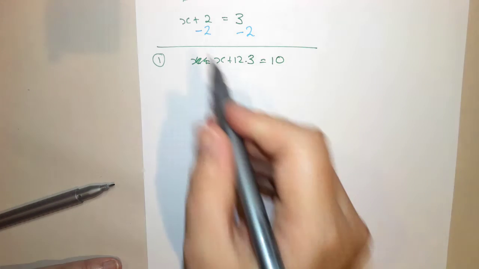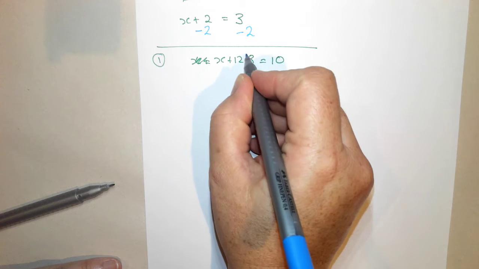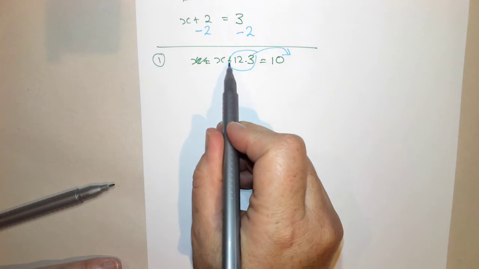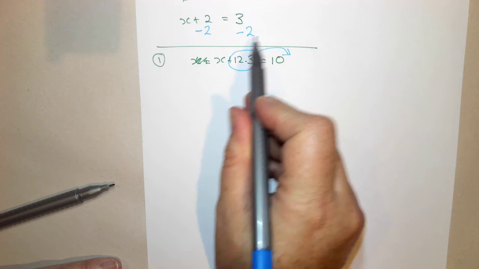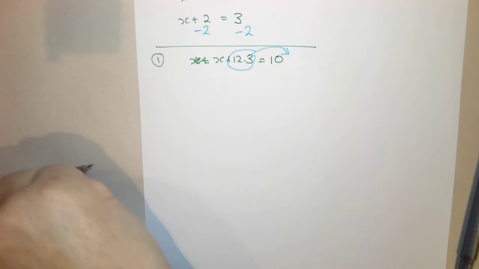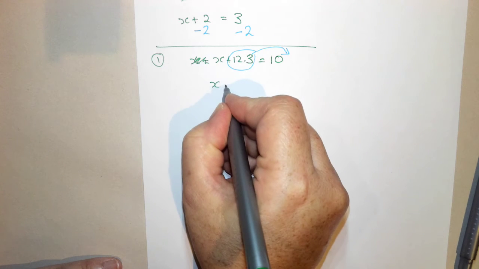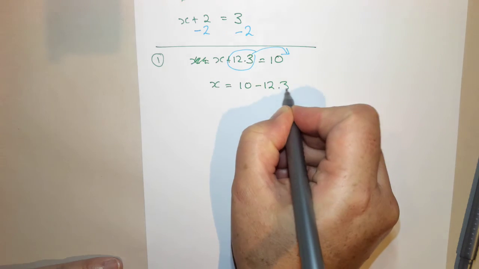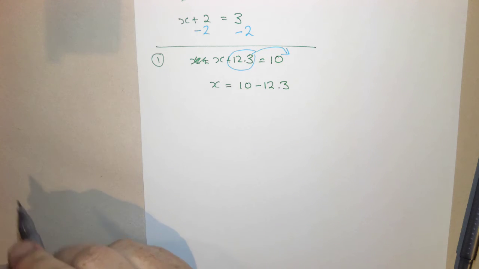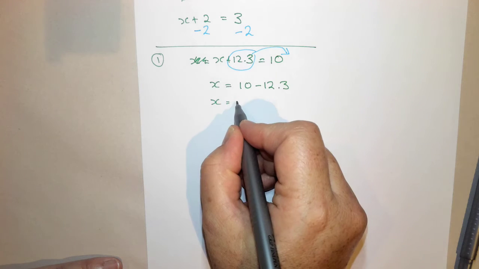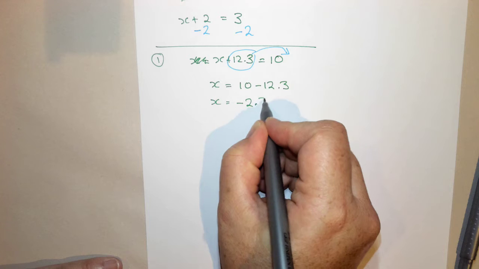What we want to do is take this 12.3 and move it to the other side of the equation. If it's plus 12.3 on this side, when we move it across, it becomes minus 12.3. So we would write that as x equals 10 take away 12.3, which is going to give us negative 2.3.